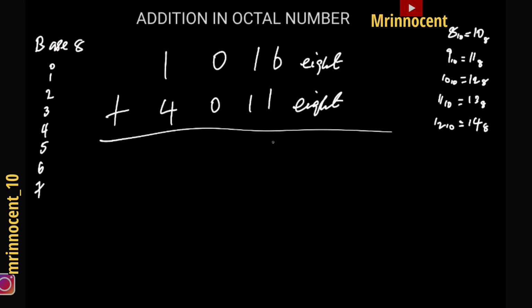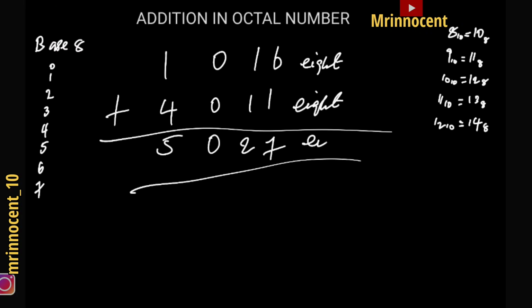1 plus 6 is 7, and 7 in base 8 is 7. 1 plus 1 is 2, 2 in base 8 is 2. 0 plus 0 is 0, 0 in base 8 is 0. 1 plus 4 is 5, 5 in base 8 is 5. So the answer is 5027 in base 8.